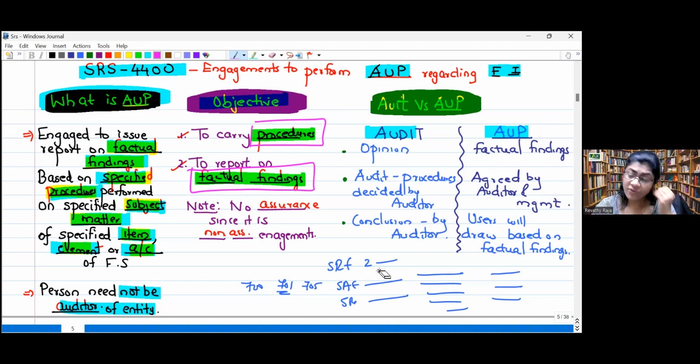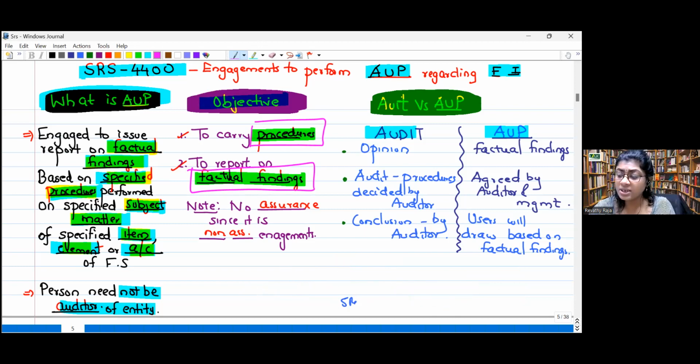Now, how is this different from an audit? In an audit, we express an opinion, whereas here there is no opinion, only factual findings. Then here, procedures are determined by the auditor and client, whereas in an audit we decide our procedures. In an audit, we arrive at the conclusion. Here, the conclusion is arrived at by whom? Users. We will give the report of factual findings. Users will draw the conclusion. It's not by us.